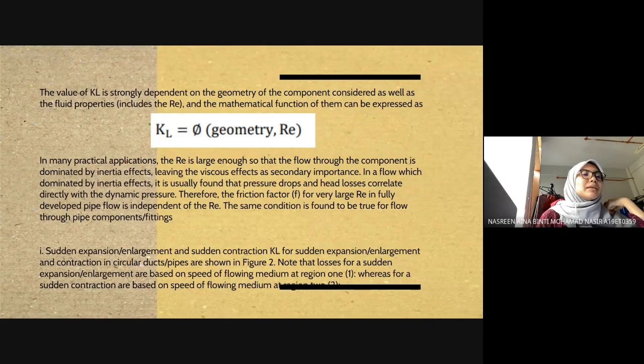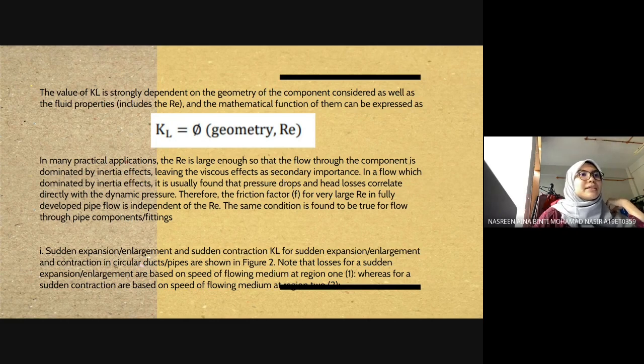In many practical applications, the Reynolds number is large enough so that the flow through the component is dominated by inertia effects, leaving the viscous effect as secondary importance. In a flow dominated by inertia effects, it is usually found that pressure drop and head losses correlate directly with the dynamic pressure. Therefore, the friction factor f for very large Reynolds number in fully developed pipe flow is independent of the Reynolds number. The same condition is true for flow through pipe components and fittings. Thus, in most practical cases, KL for every component is a function of geometry only.